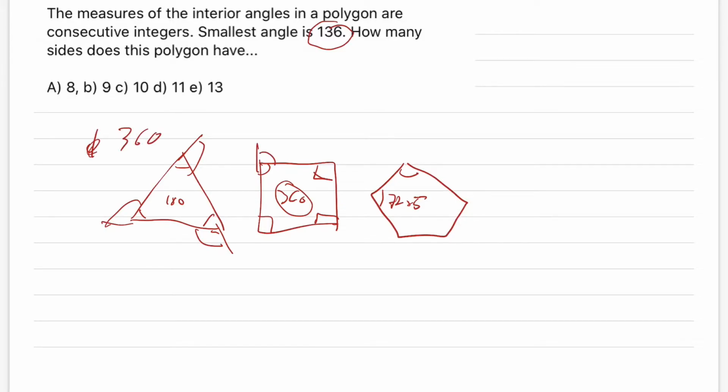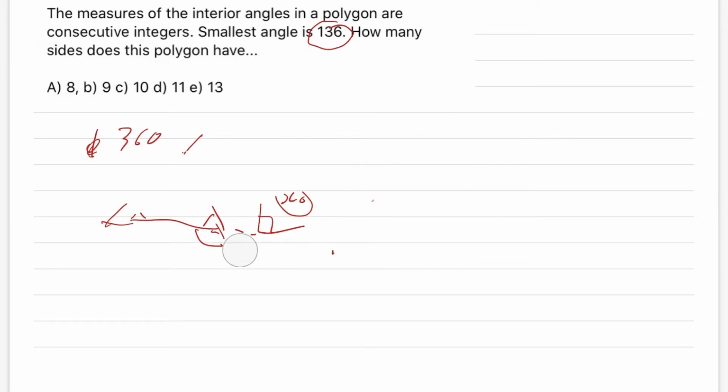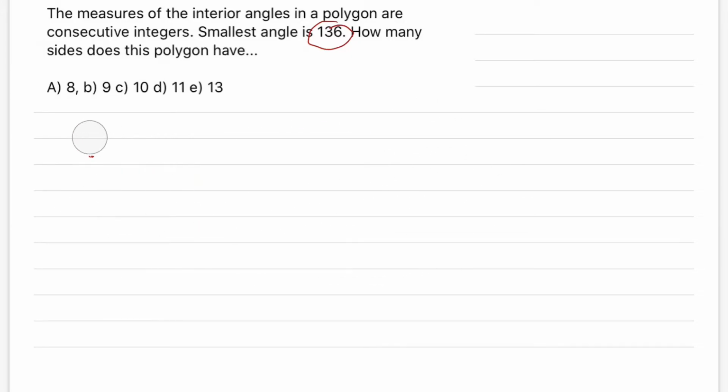If we sum this angle, this and this, it will be 360. If you do the same here, here, here, here, and here, if you sum this angle here, it will be 360. Okay, let us erase this again. Now we're going to start to solve the question.